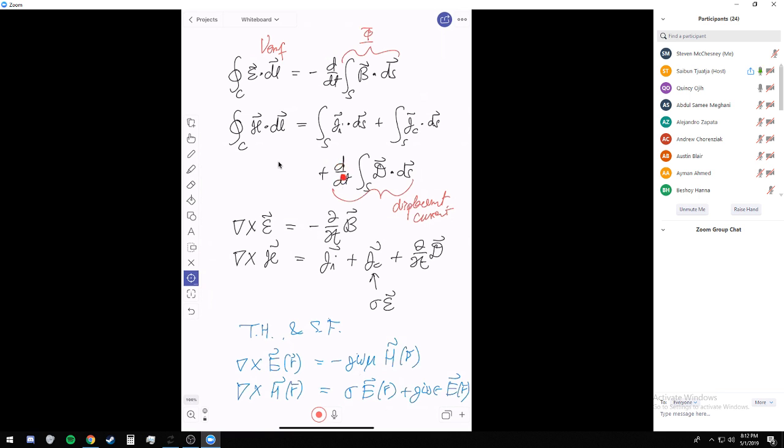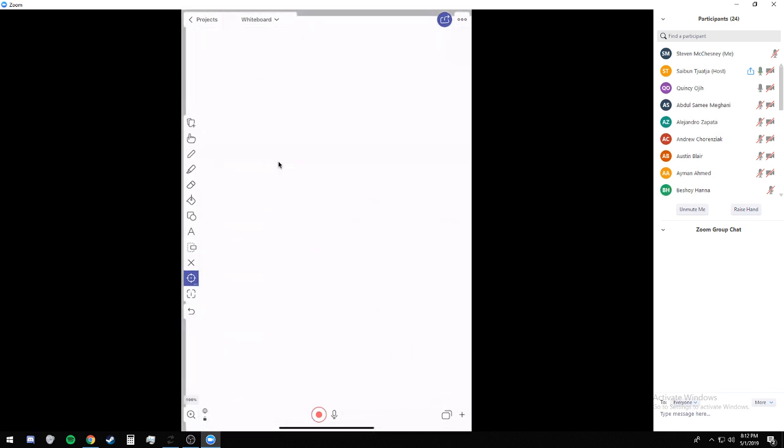So how do you find the displacement current? First, you find the electric flux density. Please? I'm sorry? Can you repeat what you just said? Okay, so let me just draw this.